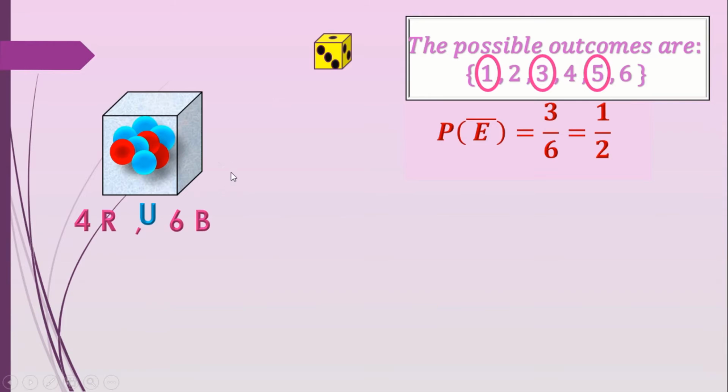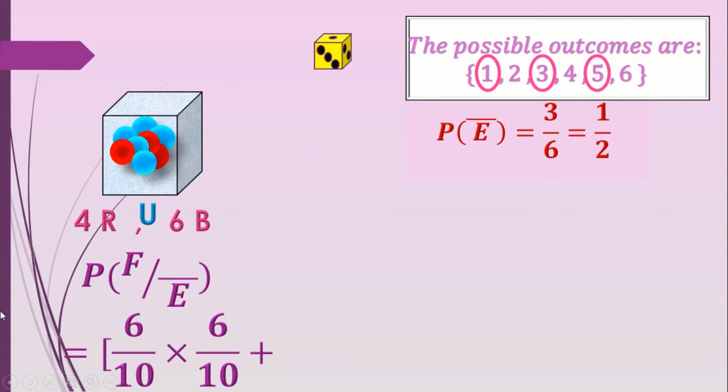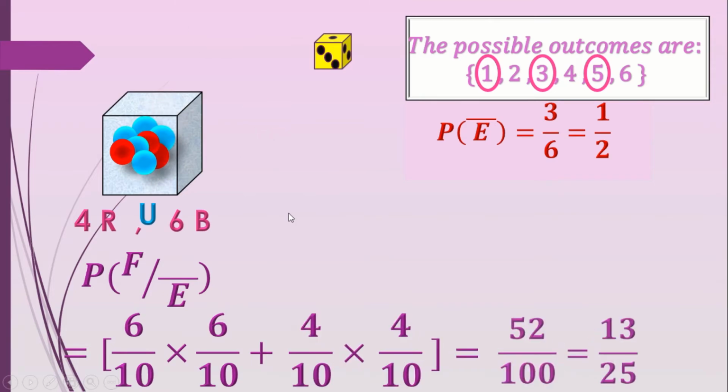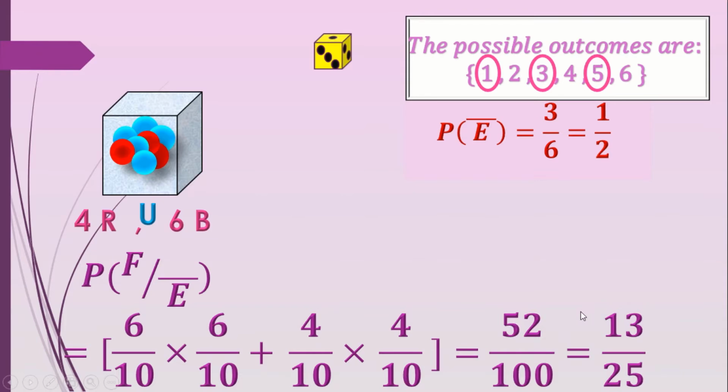But we should pay attention here. When we have an odd outcome, the 2 balls are selected successively and with replacement. It can be the first blue and the second blue, 6 over 10 times 6 over 10, since here we have replacement. Plus the second case, the first can be red and the second can be red. The probability of red is 4 over 10 times 4 over 10 for the second case. So it gives us 52 over 100, which is equal to 13 over 25.